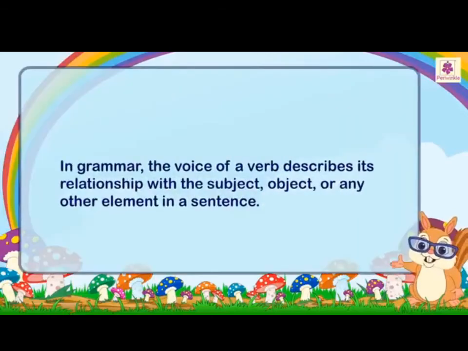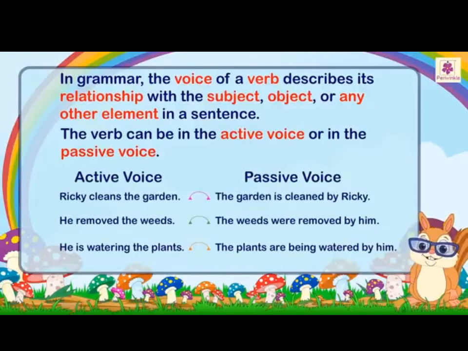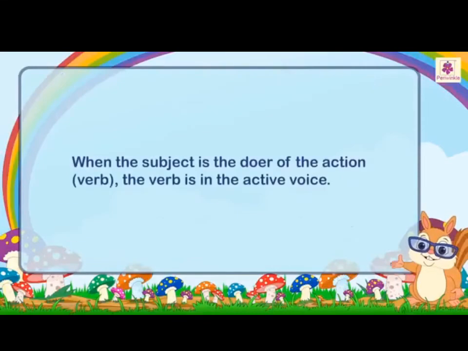Voice, active and passive. In grammar, the voice of a verb describes its relationship with the subject, object, or any other element in a sentence. The verb can be in the active voice or in the passive voice. Look at these sentences. In all these sentences, the same messages are given in two different ways, that is first in the active voice and then in the passive voice, without changing the meaning or the tense.